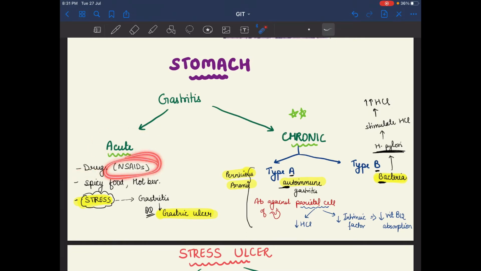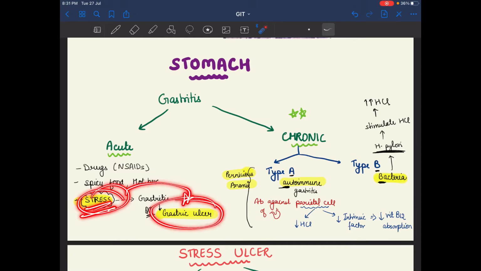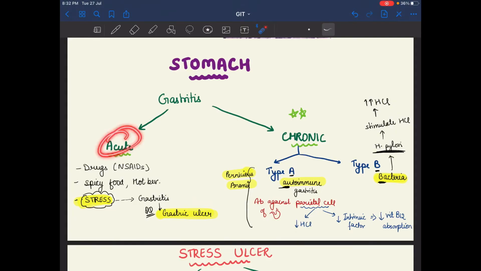So due to drugs like NSAIDs, spicy food, hot beverages, and also due to stress. Stress leads to gastric ulcer, and that ulcer is Cushing ulcer. We will discuss it in a few further minutes. So acute gastritis is due to drugs, spicy food, hot beverages, and also due to stress.